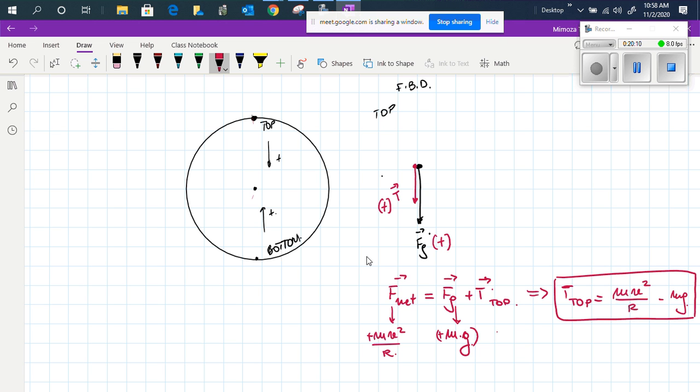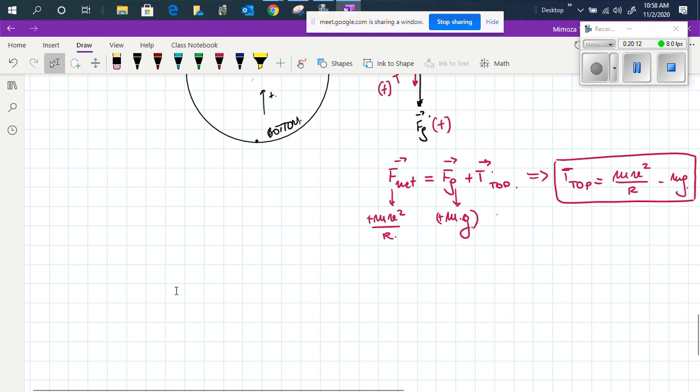So this will be the relationship that we find for the tension at the top. Let's draw the free body diagram for the tension at the bottom. So at the bottom, what we have is the object, then we have the force of gravity that is going down.